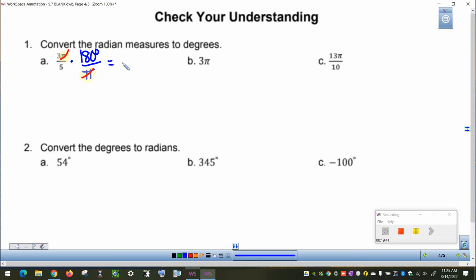Now once we've done that, we simply multiply across the top and multiply across the bottom. So all I'm doing across the top here is I'm going to do 3 times 180, and that's 540. And on the bottom, we still have 5. It's kind of like an invisible 1 here. 5 times 1 is still 5. All right. I'm going to go back to my calculator one last time. 540 divided by 5 is 108 degrees.